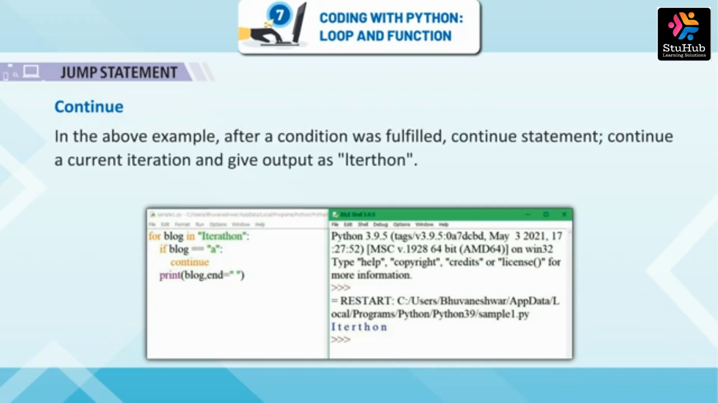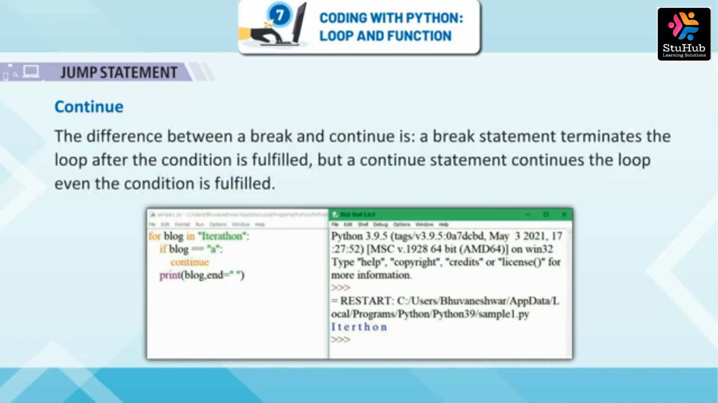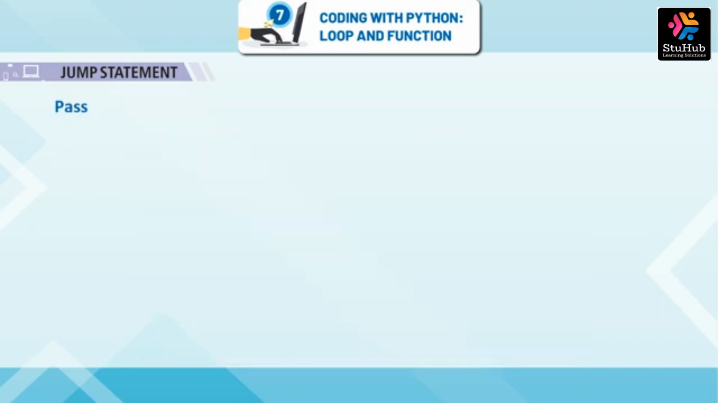In the above example, after a condition was fulfilled, the continue statement continues the current iteration and gives the output as iteration. The difference between break and continue is that a break statement terminates the loop after the condition is fulfilled, but a continue statement continues the loop even if the condition is fulfilled.